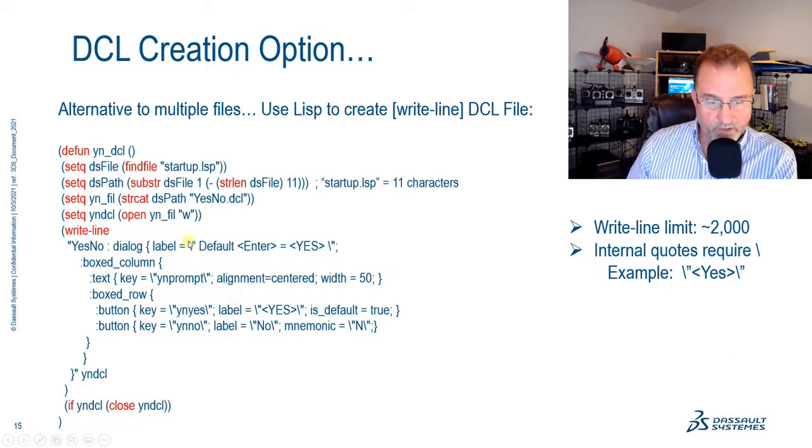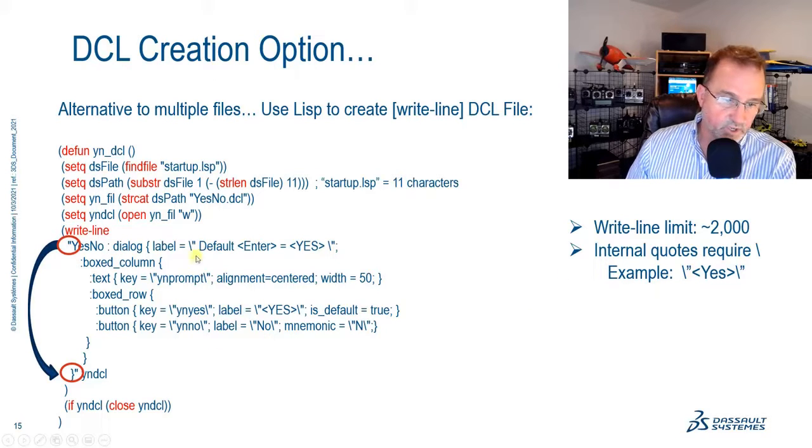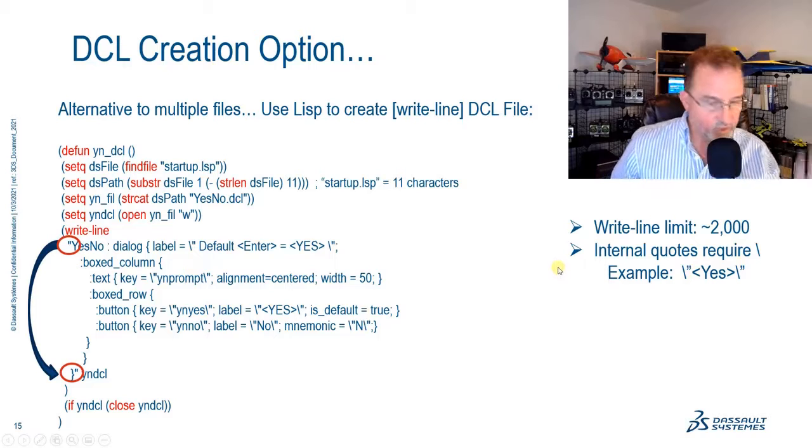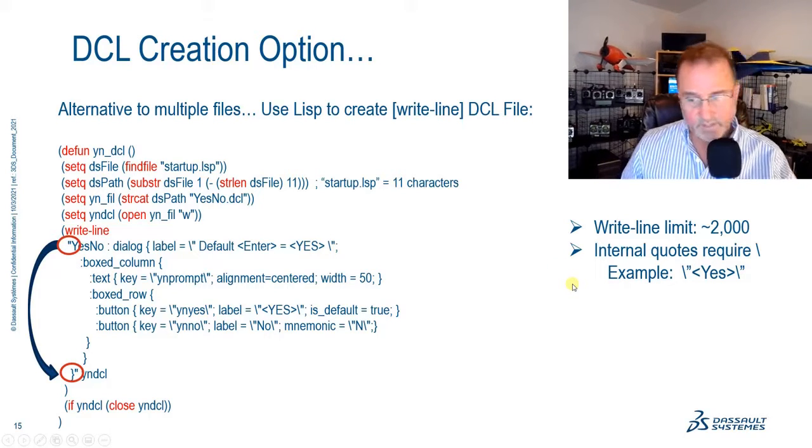Also, you'll notice that anything that is a string inside of the DCL has to be prefaced with a backslash. So I have a starting quote and an ending quote, but then all the quote marks that are inside just have to have this backslash quote mark. Now, you might think that's a little bit extra work, and some people may prefer to split these into two files, but for me, I like to put these all in one file because it's just easier to manage.